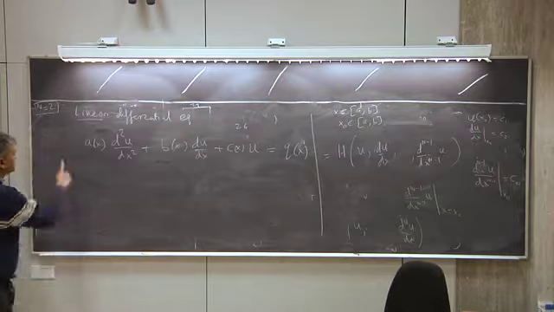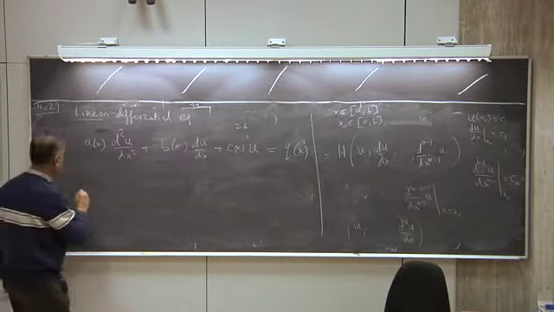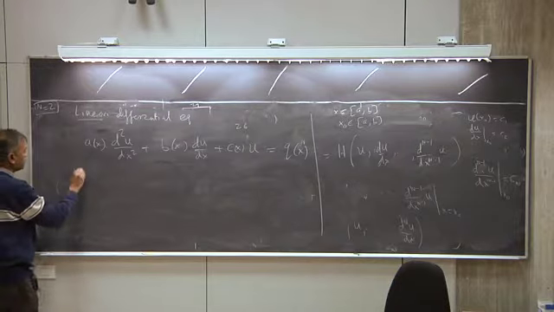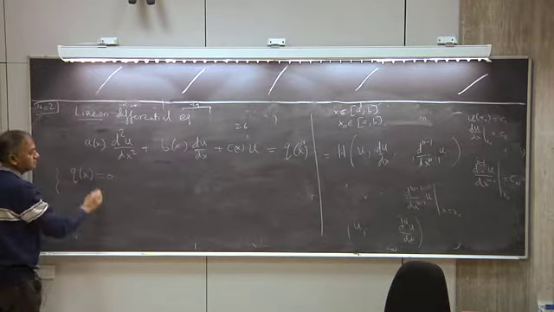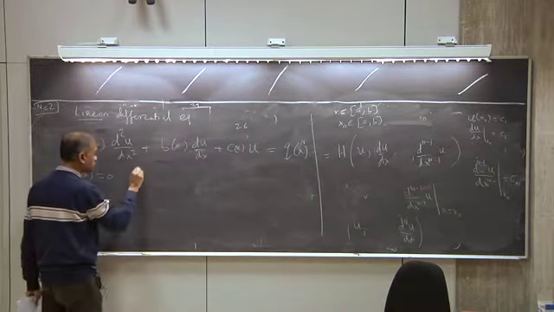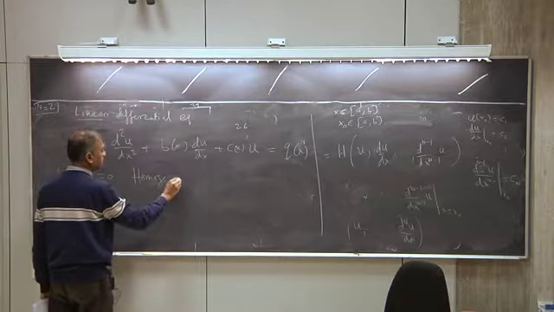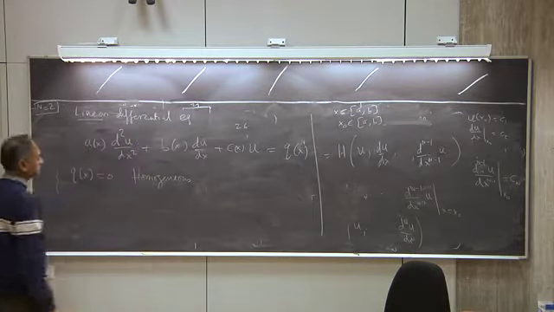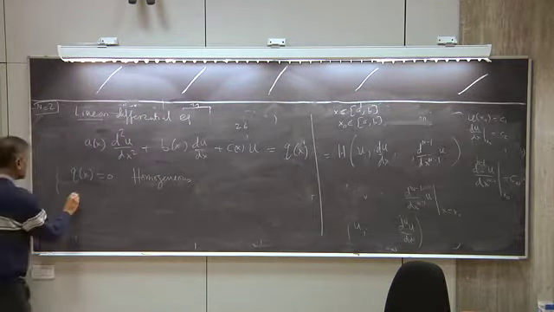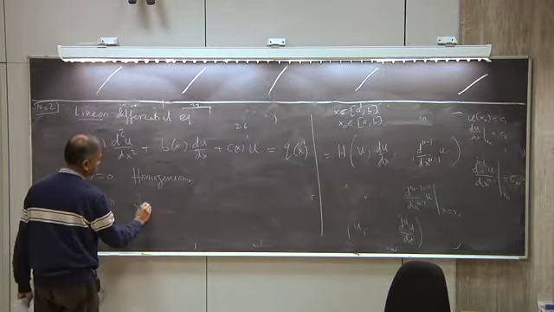Okay, so this is called a linear differential equation. But there is a further classification. If q of x is 0, right hand side is 0, then this equation is called homogeneous. Then this is called a homogeneous linear differential equation. And if q of x is not 0, then it's inhomogeneous.